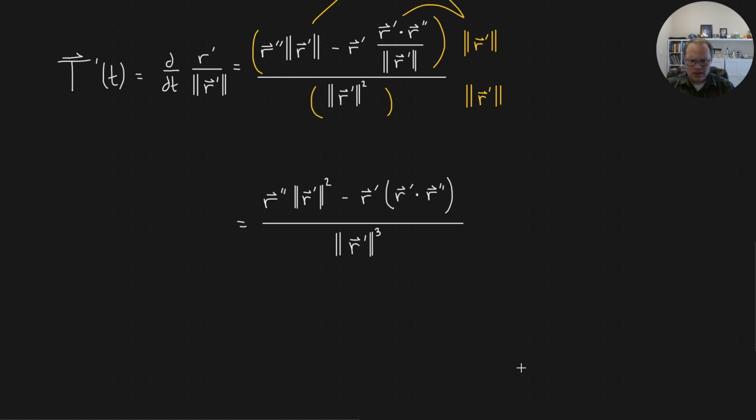All right, let's do one other thing here. Norm of r prime squared. Remember, the norm of something squared is just the dot product of that something with itself. So r double prime, and instead of norm of r prime squared, I can write it as r prime dot r prime.